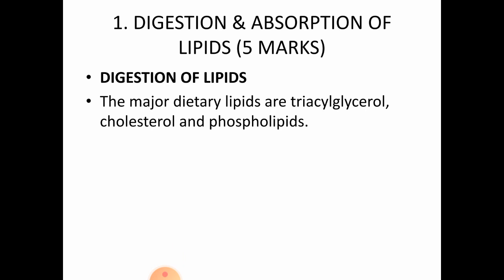Lipids, mainly in the form of triacylglycerol, cholesterol and phospholipids, enter our diet. So, the dietary sources are triacylglycerol, cholesterol and phospholipids.